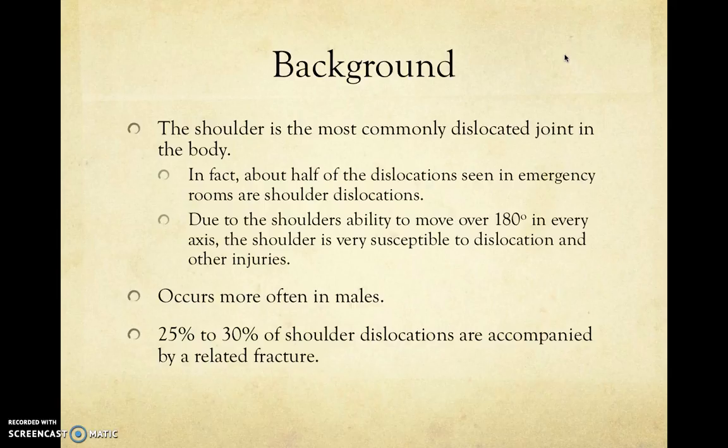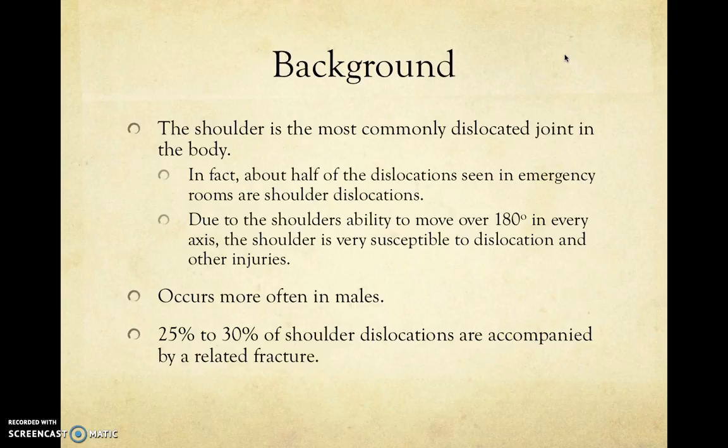Alright, so some background. The shoulder is the most commonly dislocated joint in the body. In fact, about half of all dislocations seen in emergency rooms are shoulder dislocations. This is due to the shoulder's ability to move over 180 degrees in every axis. The shoulder is very susceptible to dislocation and injuries because of this.